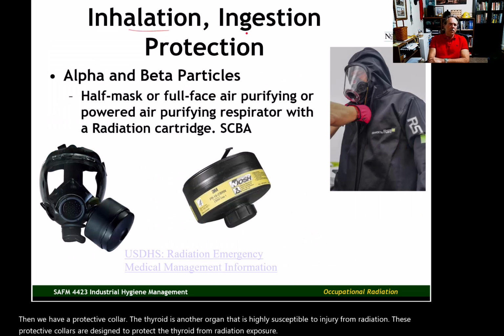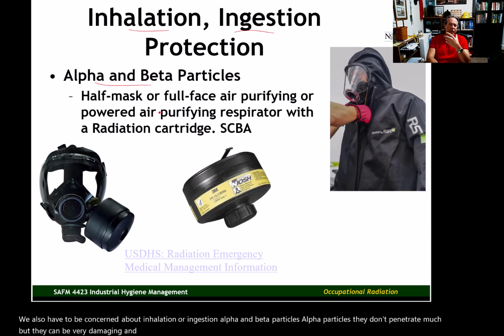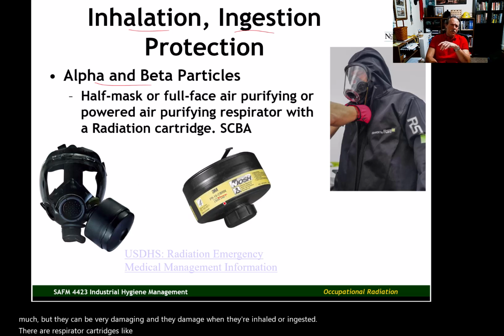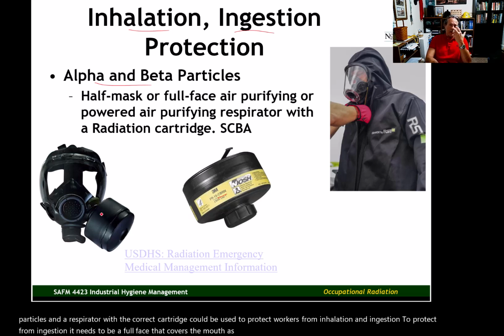We also have to be concerned about inhalation or ingestion. Alpha and beta particles. Alpha particles, they don't penetrate much, but they can be very damaging, and they damage when they're inhaled or ingested. There are respirator cartridges like the CBRN cartridges that are designed to protect workers from the inhalation of radioactive particles. And a respirator with the correct cartridge could be used to protect workers from inhalation and ingestion. To protect from ingestion, it needs to be a full face that covers the mouth as well as the nasal passages.